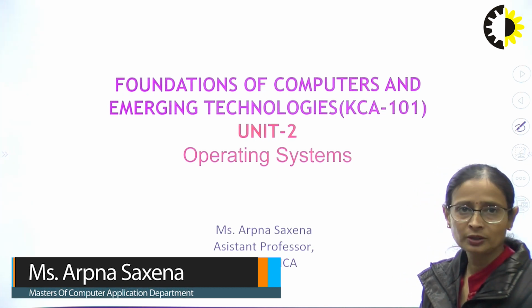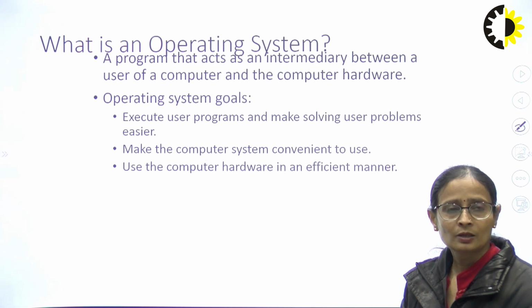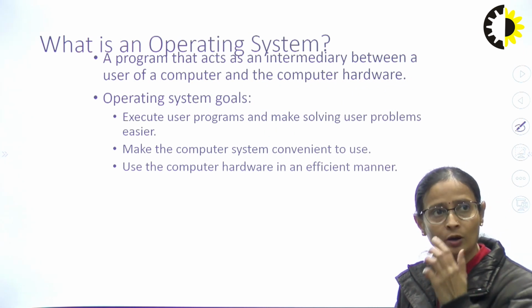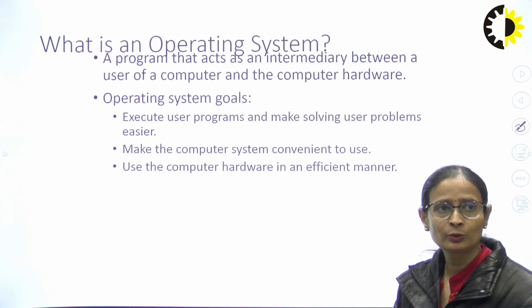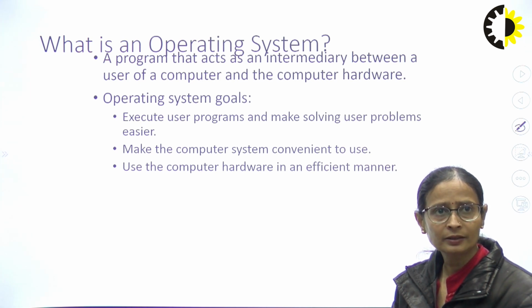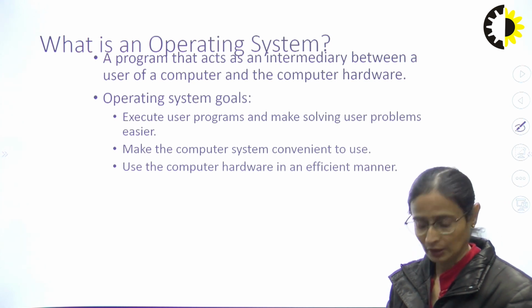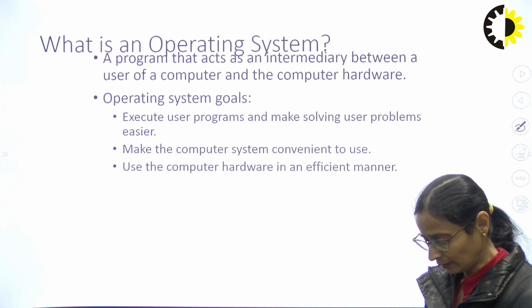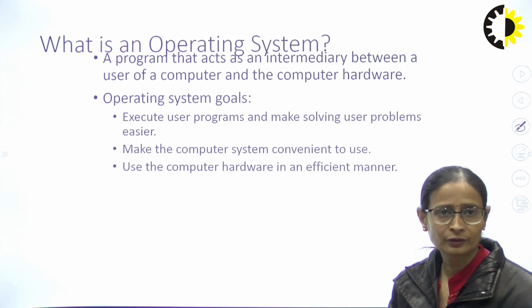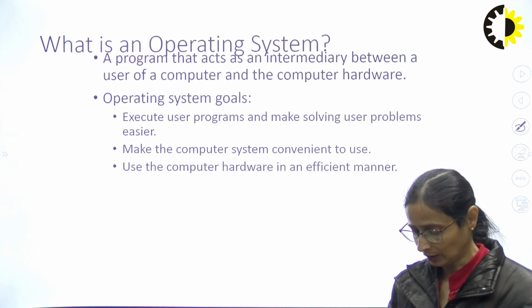Today the topic which I am going to discuss is operating systems, which comes under Unit 2 under the subject code KCA 101. So basically, what is an operating system? It is a program that acts as an intermediary between a user of a computer and the computer hardware. Or you could say it is a program which is sitting between the hardware and the user application.